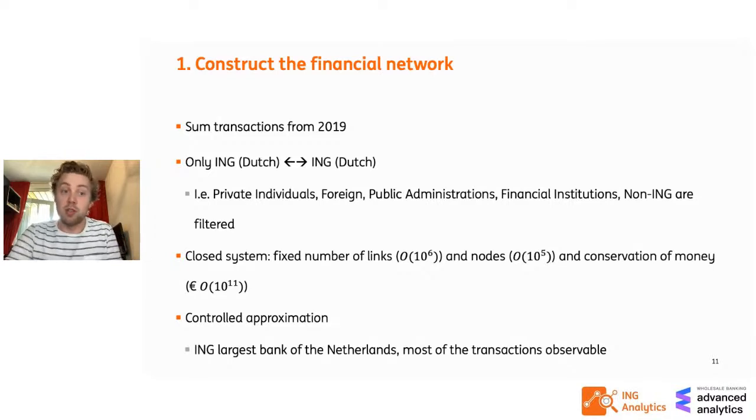This will result in a closed system with a fixed number of links and a fixed number of nodes, and we will enforce conservation of money. And this is a controlled approximation. Of course, it's not the actual transaction network. I think there's no one that can actually observe this or model this. But given that ING is the largest bank of the Netherlands, we can say that we observe most of the transactions. So this financial network actually is quite large and is close to reality, at least for the Dutch interfirm network.